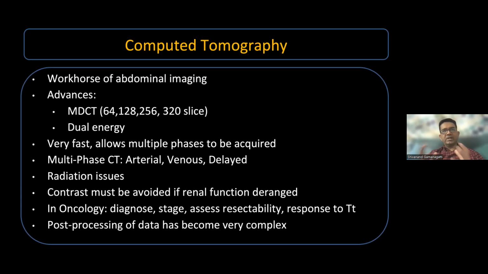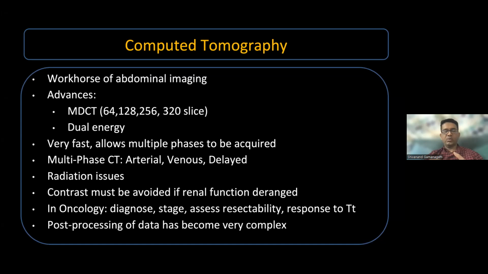With the current scanners, we can image the entire abdomen in a few seconds, 2 to 3 seconds, and multiple phases can be acquired. The only problem is the radiation, and if the patient has deranged renal parameters, we cannot give contrast. And in an oncology setup, it helps to diagnose, characterize, and assess resectability.